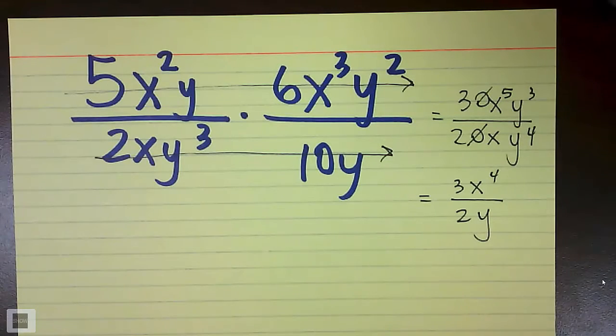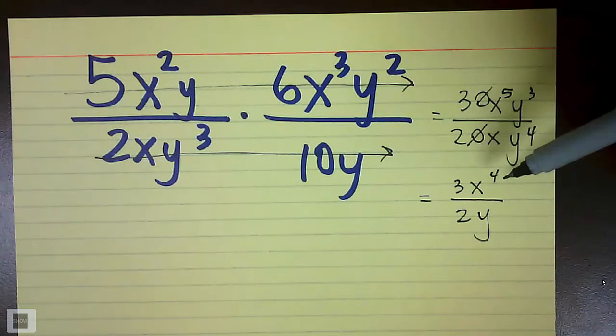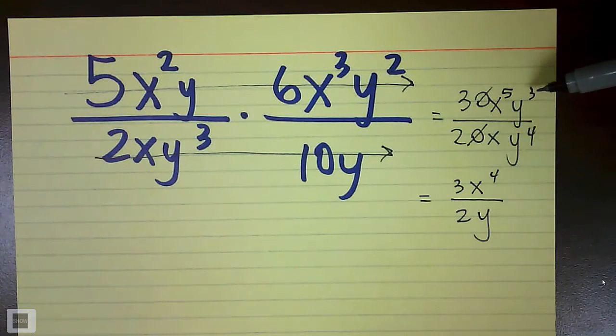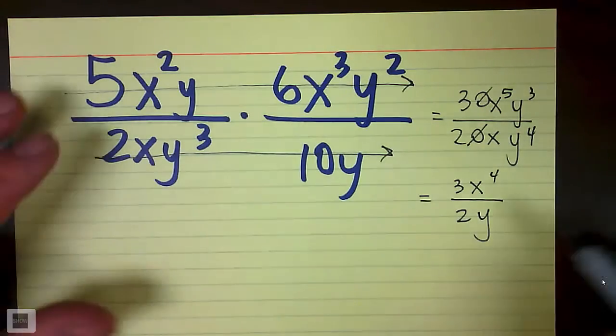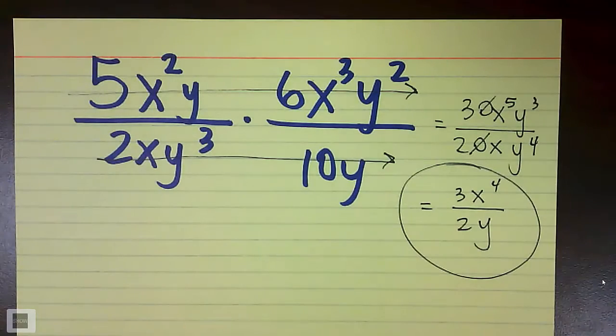And notice the x to the 5th up top is bigger than x to the 1st on bottom, so the x's stay up top, and the y's are bigger on bottom, so 3 up top, take away 3 on bottom, leaves me with 1 y on the bottom. And notice that's as far as I can go, and we are finished with example 1.